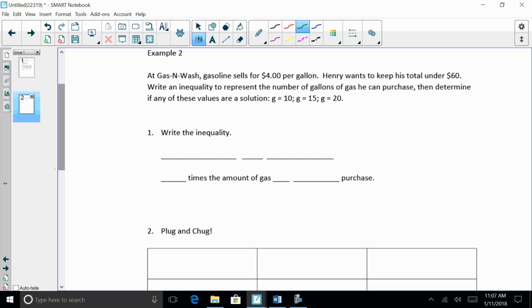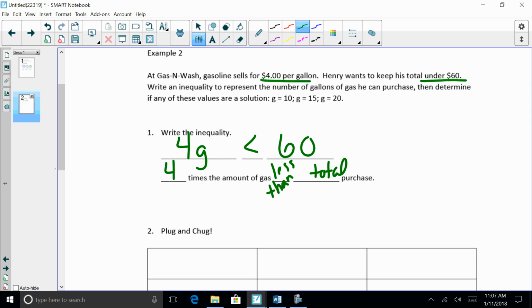So let's start with our inequality. I know it's $4 per gallon, but I don't know how many gallons he's going to get, so it's 4 times G. He wants his total under 60, so that means the left side has to be less than the right side of 60. So if I break this down, I'm going to do 4 times the amount of gas. It's going to be less than the total purchase, which happens to be 60.